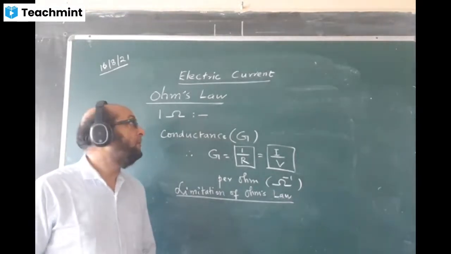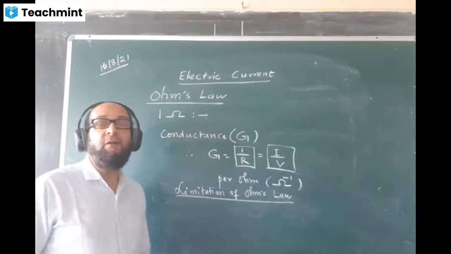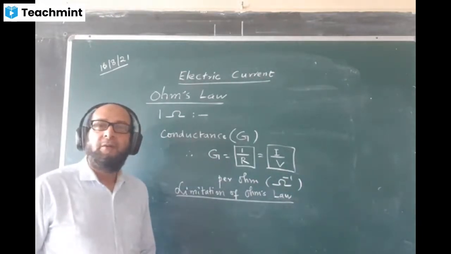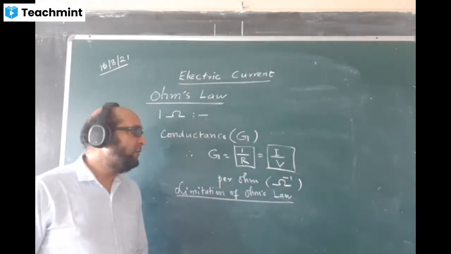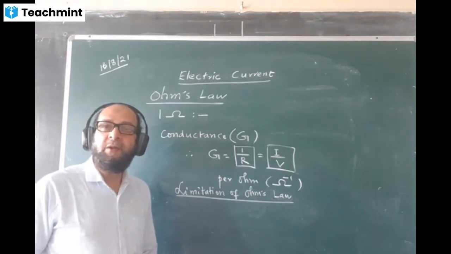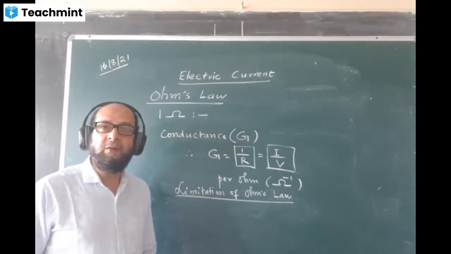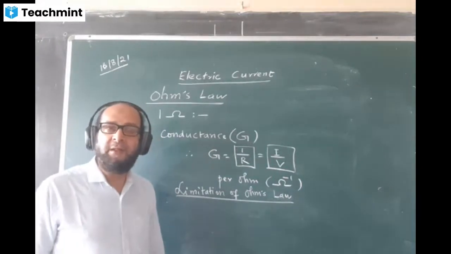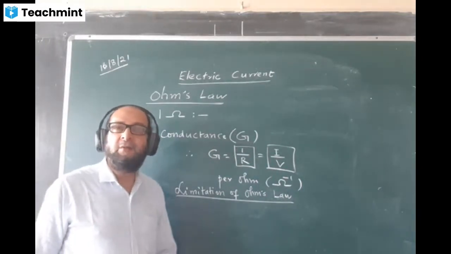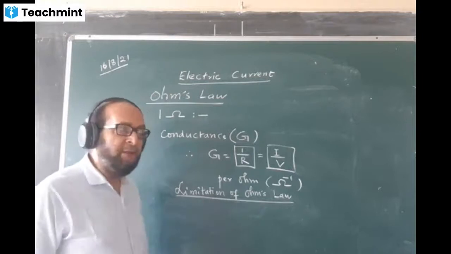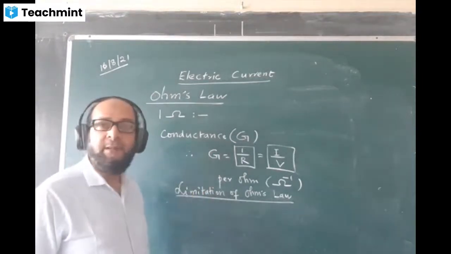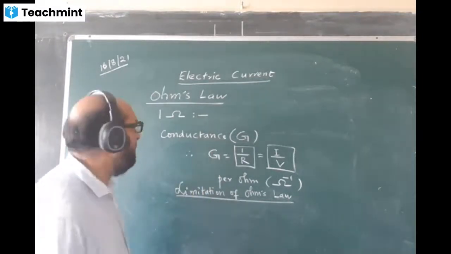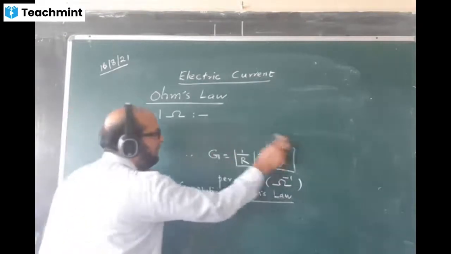Question may come, what is the validity of Ohm's law, or when is Ohm's law valid? We say Ohm's law is valid only when temperature is constant. Or what is the limitation of Ohm's law? For that also we write this answer. Ohm's law is valid only when temperature is constant. When temperature fluctuates, Ohm's law will not be applicable. Okay.